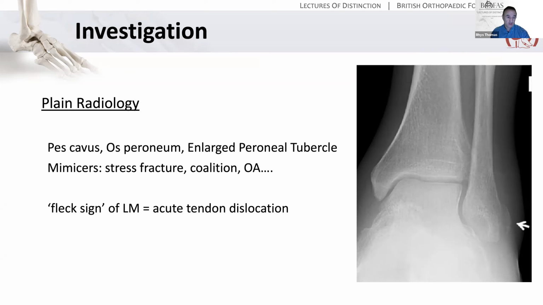And you're also looking for mimickers of tendon pathology, or mimickers of posterior hindfoot pain, such as a stress fracture, a coalition, or osteoarthritis. One thing that is pathognomonic of a peroneal tendon dislocation with an avulsion of the superficial peroneal retinaculum is the fleck sign, with a longitudinal avulsion fracture from the lateral aspect of the lateral malleolus.